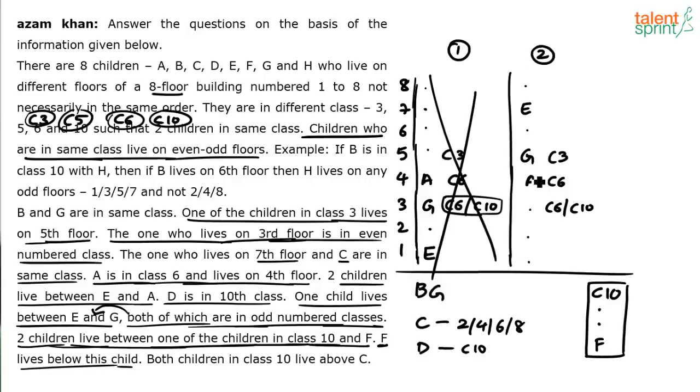We have been able to fix so much, and these are the other points that we know, right? B and G are in the same class. C is in 2, 4, 6, 8. D is in class 10 and so on. And this is another point.